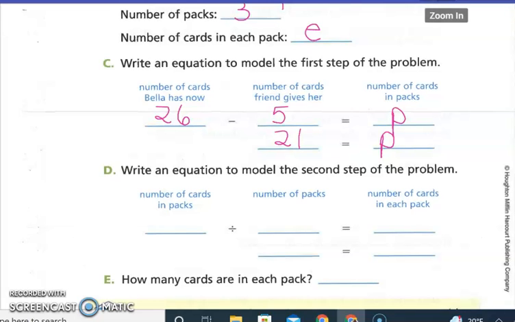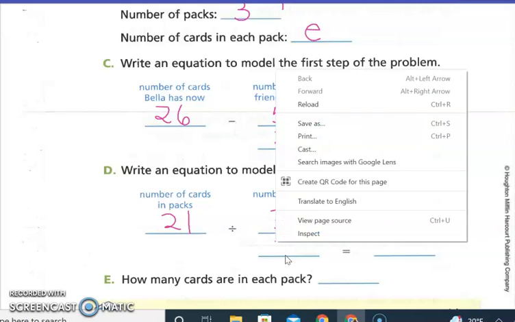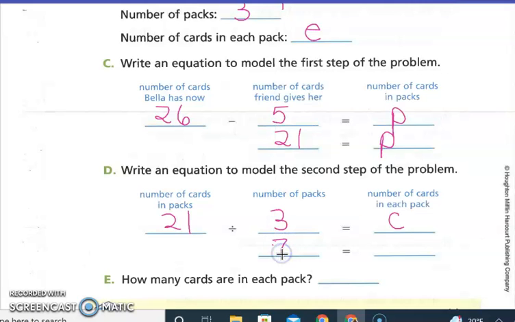Okay. What is the number of cards in the pack? 21. And how many packs did they have? 3. Does anybody know what 21 divided by 3 is? Brecken. 7. So that could have been C. So 7 is equal to C. So how many cards are in each pack? 7.